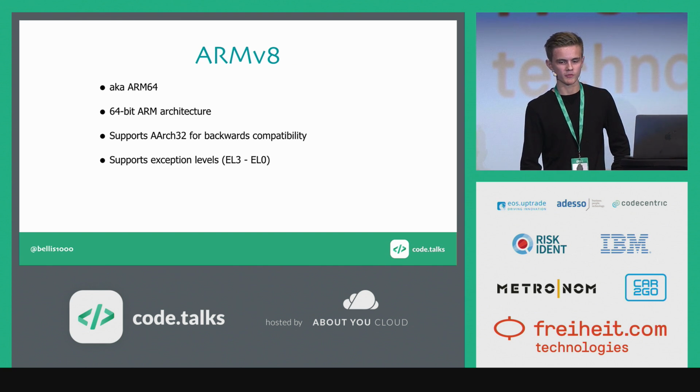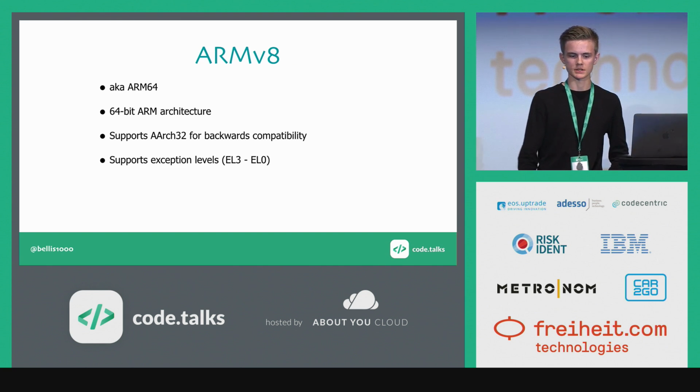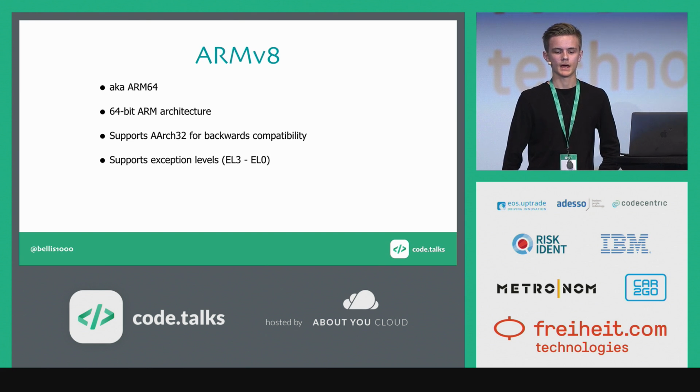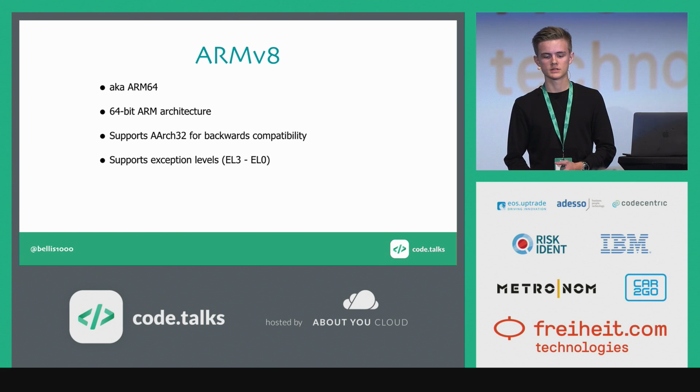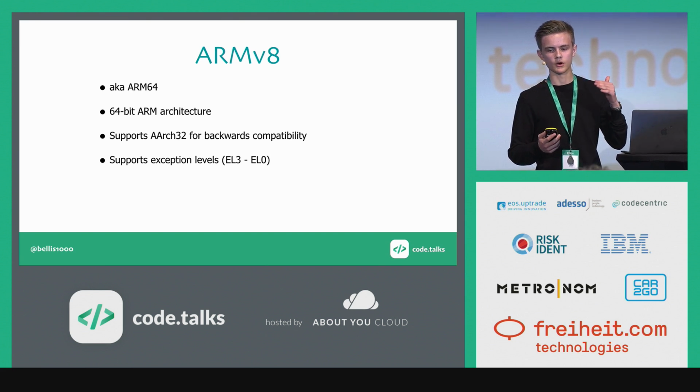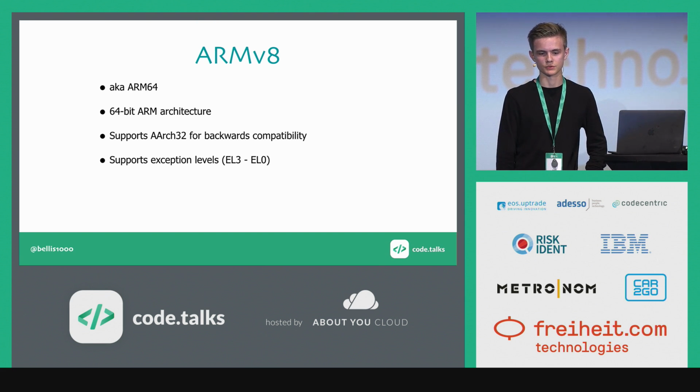On the other hand, we have ARMv8, and this is the 64-bit version, also known as ARM64. It's a 64-bit version of the ARM architecture. The chips do support the 32-bit version, of course, so you have backwards compatibility. And there are some additional features in these processors, such as exception level support. So you can physically separate code executing to add additional security features.